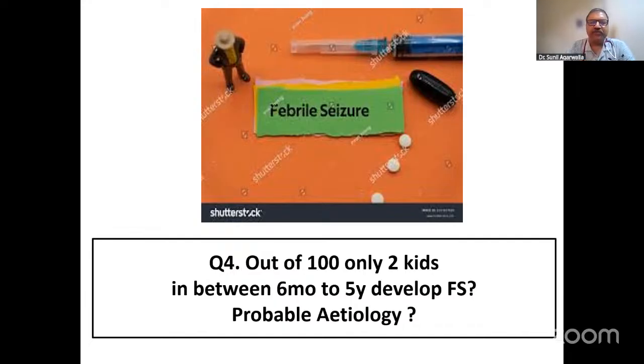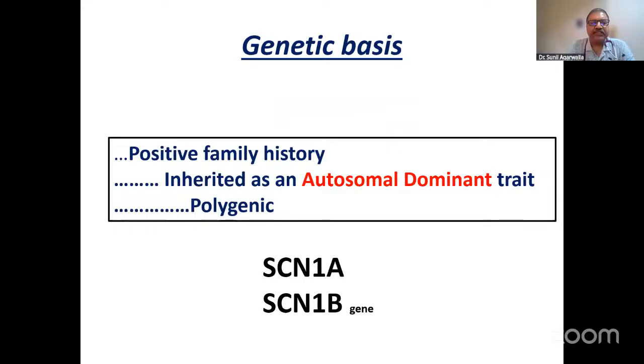Now, let me tell you, they are a special group of children who have genetic mapping, that is the SCN1 gene. SC means sodium channel 1A, and the SCN1B gene is involved in them. They present in such a way that a positive family history may be there. Sometimes we can get that the father or the mother or both of them had seizures in their childhood, and that's why this child is inheriting that gene.